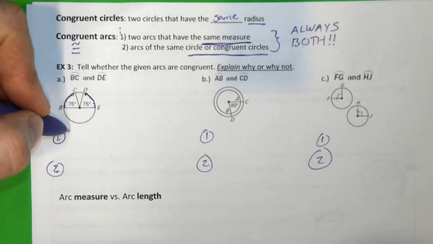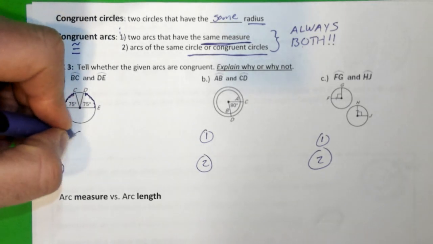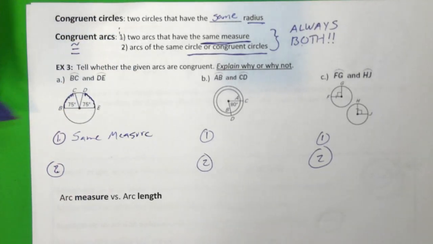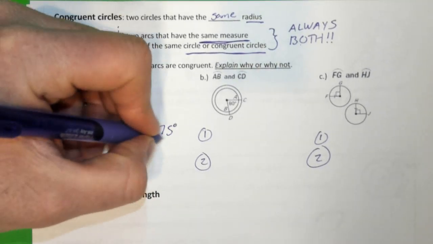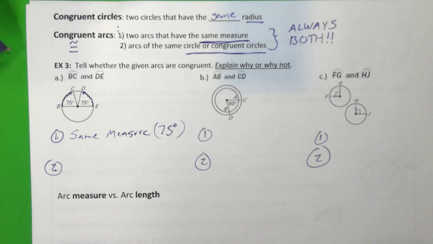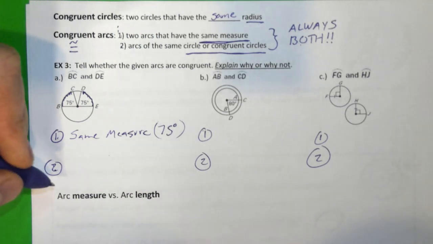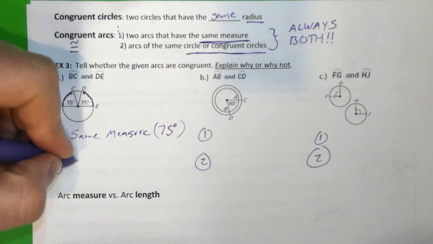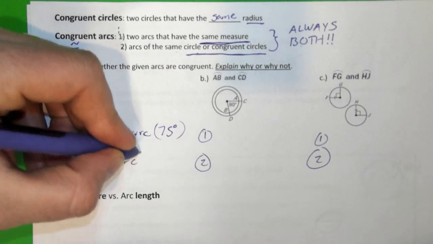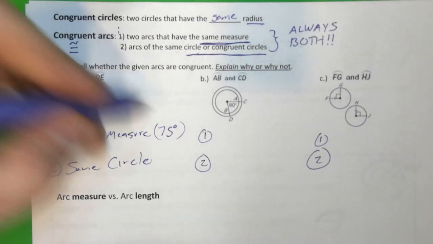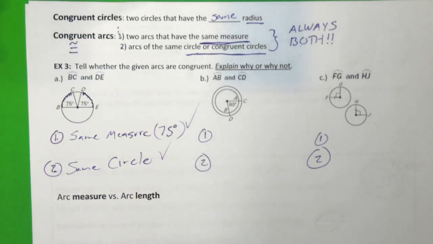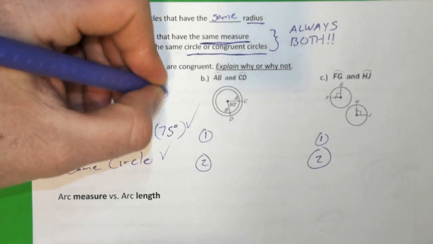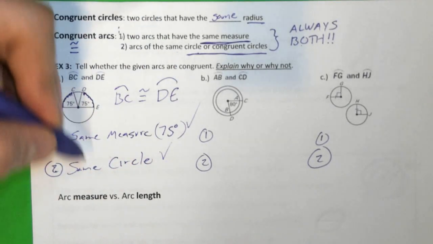First of all, are the arc measures the same? And the arc measures are the same. That measure is 75 degrees. They're both very clearly labeled, so I don't have to spend too much time worrying about what they are, but I do use it. Next, you need to make sure that you have the same circle or congruent circles. Luckily, these two arcs both live on the same circle, which is really good news. So step number 1 is a check, and step number 2 is a check, which means I get to say that BC is, in fact, congruent to DE. Make sure you do both steps.